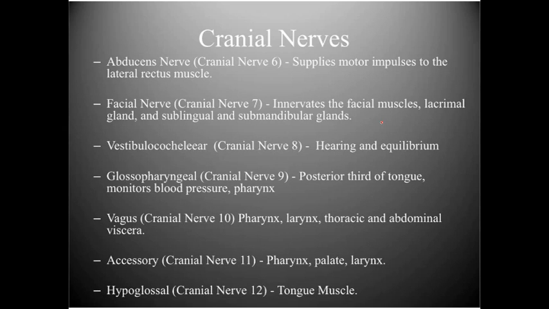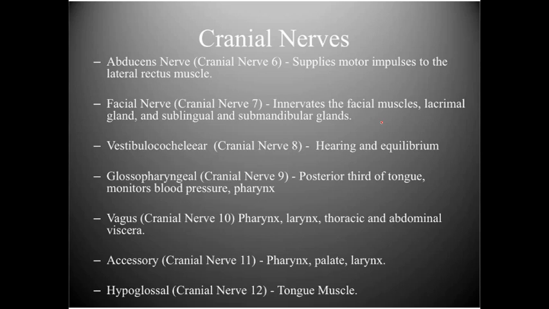Cranial nerve 6 is the abducens nerve, which supplies motor impulses to the lateral rectus muscle. Cranial nerve 7 is the facial nerve, which innervates the facial muscles, lacrimal gland, and sublingual and submandibular glands. Cranial nerve 8 is the vestibulocochlear nerve, which is dealing with hearing and equilibrium.